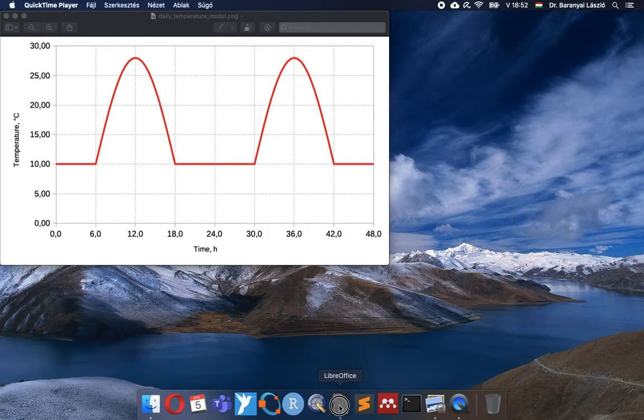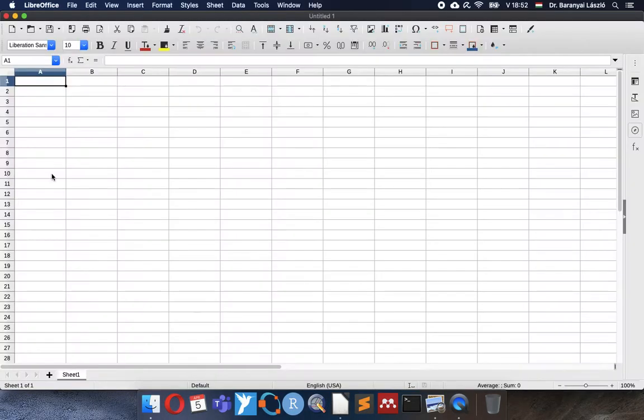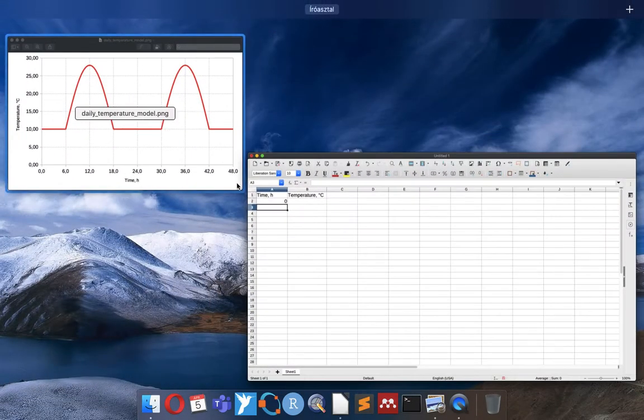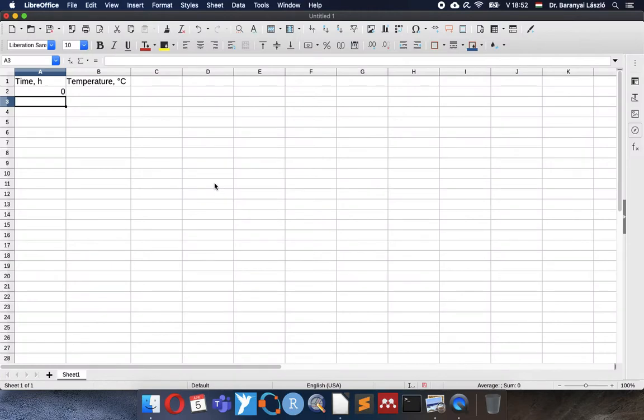I will use the LibreOffice spreadsheet software to do this curve and the computation. Time and temperature data we will have. From 0 to 2 days, 48 hours. I will choose half an hour time step.